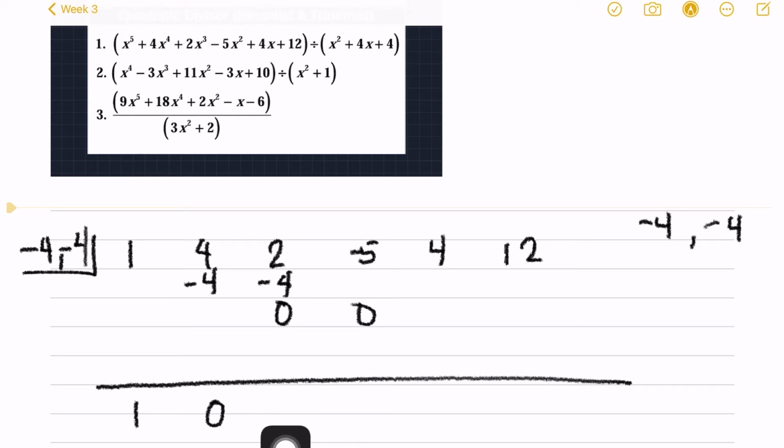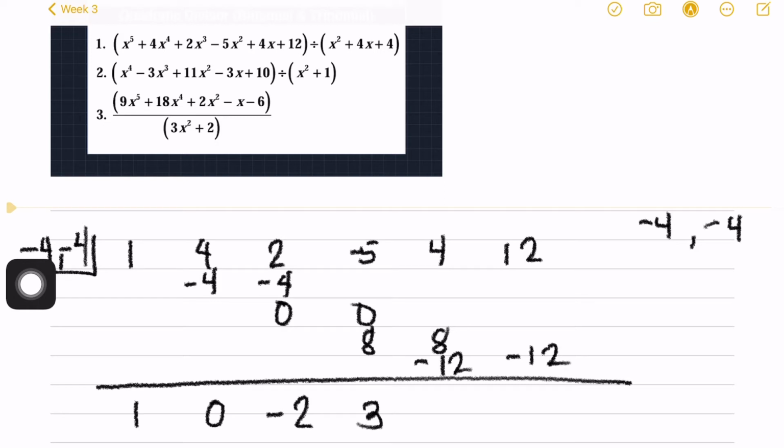Let us add the third column. 2 plus negative 4 is negative 2. Negative 2 times negative 4 is positive 8. Negative 2 times negative 4 is also positive 8. Now let us add the fourth column. Negative 5 plus 8 is positive 3. 3 times negative 4 is negative 12. Another 3 times negative 4 is negative 12.